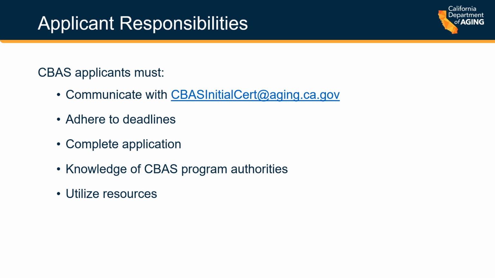Please be advised that all documents submitted to CDA are submitted under penalty of perjury. As a result, pursuant to WIC 14043.2 and California Code of Regulations Title 22, 51000.50, any altered or falsified documentation will result in denial of your CBAS initial certification application.